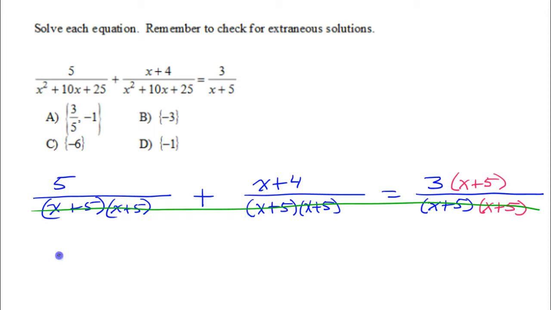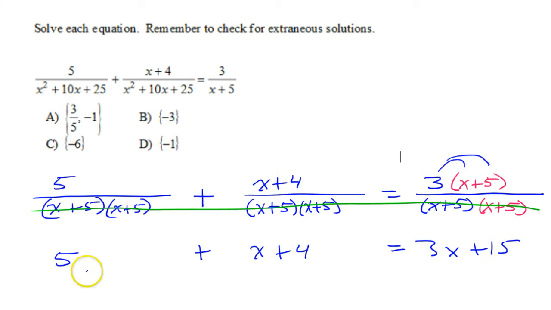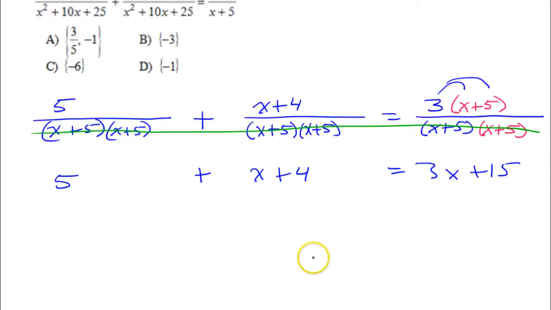Okay, so I can form a valid equation by making 5 plus x plus 4 equal to, and I'll just go ahead and distribute this, so that'll be 3x plus 15. So this should be a valid equation. Alright, if the denominators are equal, then the numerators will be equal.